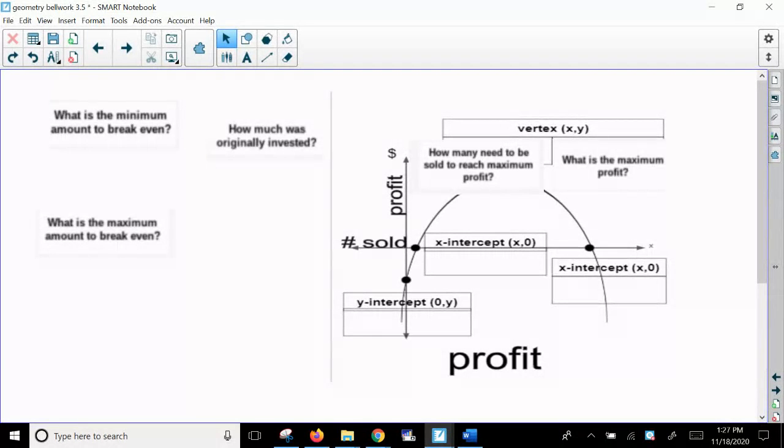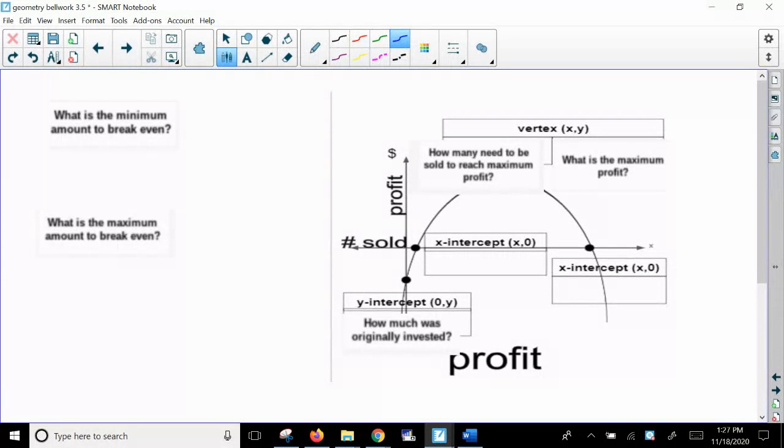Okay? Your y-intercept is still your starting point. Notice the parabola starts here. It's still your starting point. But as far as profit, you start off with the money you invested. So that would be your y-intercept, how much money you originally invested. The x-axis is where you break even.